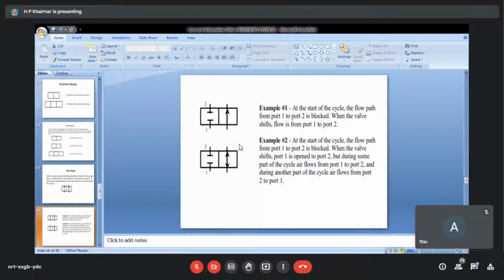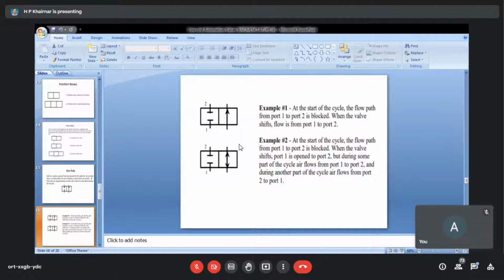Now we can read out the symbols like this. First example is indicated. At the start of the cycle, the flow path from port 1 to 2 is blocked. When the valve shifts, the flow is from 1 to 2. So two positions are indicated. In the first position, it is block condition or shut off condition. In the second position, it is allowed to pass through. That is, airflow is possible, 1 to 2.